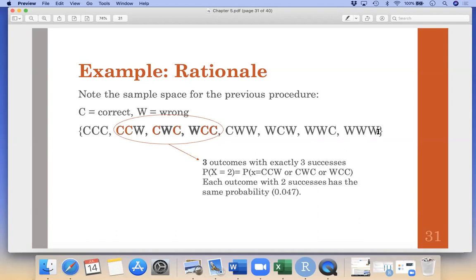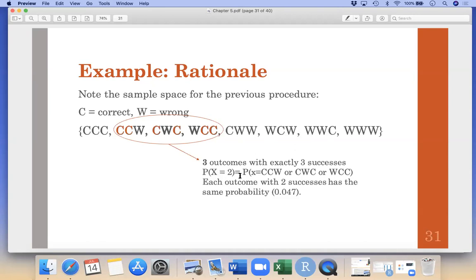Likewise here all questions are wrong, not correct. Likewise there are 8 possible ways. Out of 8, we have 3 outcomes with exactly, here it's wrong, it should be 2. Okay, 3 outcomes with exactly 2 successes means correct, 2 successes.